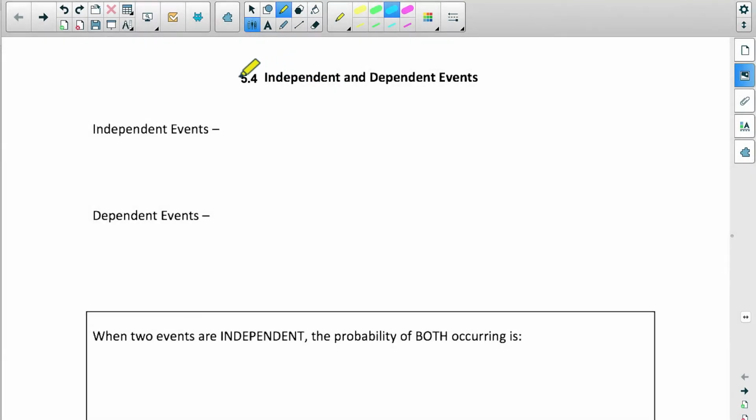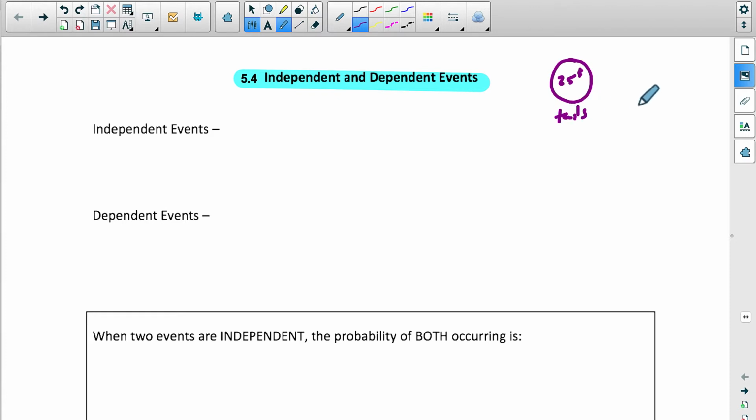Okay, today we're going to talk about independent and dependent events. So we've been talking about probability, and we've been asking questions like, what's the probability of flipping a coin, here's my coin, and getting tails? What's the probability of doing that? And now the question we've been asking is, what's the probability of spinning this spinner that I'm drawing right here and getting a 3?